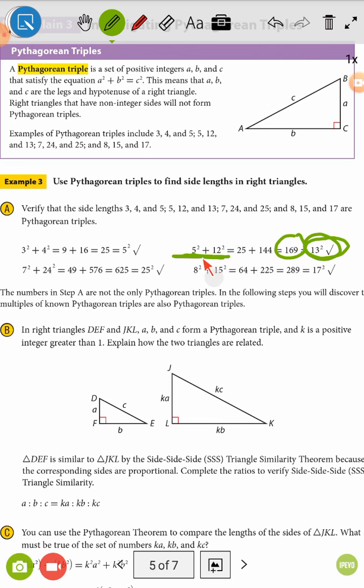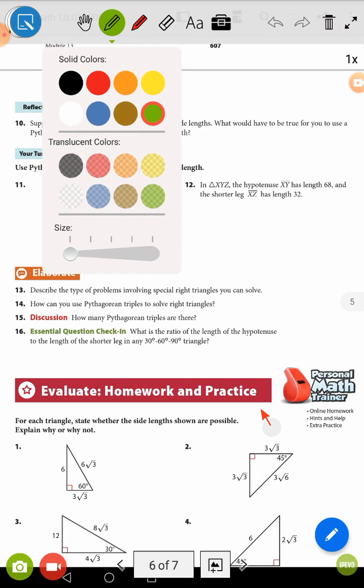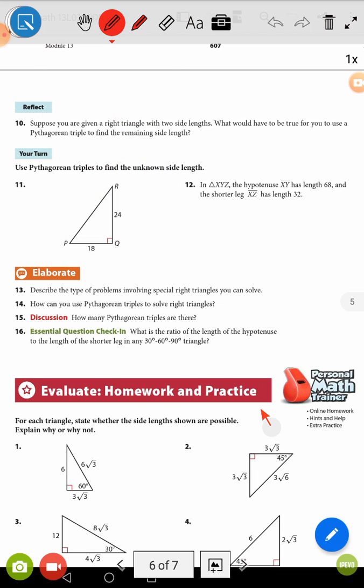Okay, and with the same steps you can check 7, 24, 25 here. That is 7 power 2 plus 24 power 2, it's equal to 625. It's equal to the third one power 2, the greatest one. So it's right. Okay. The last problem, using the Pythagorean theorem. It's not important to use Pythagorean triples here.